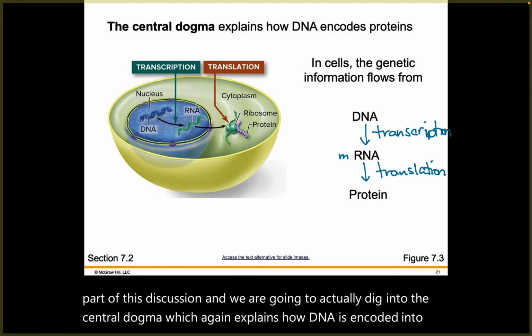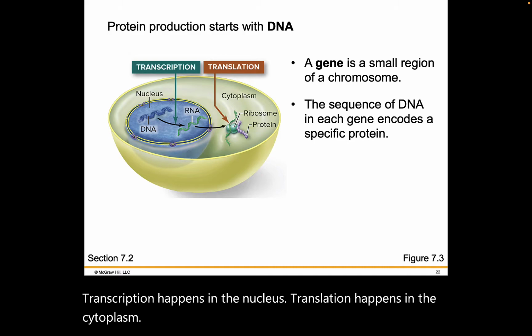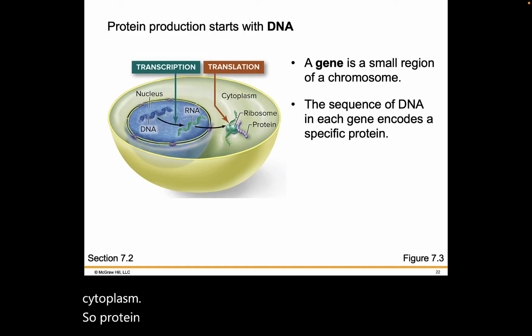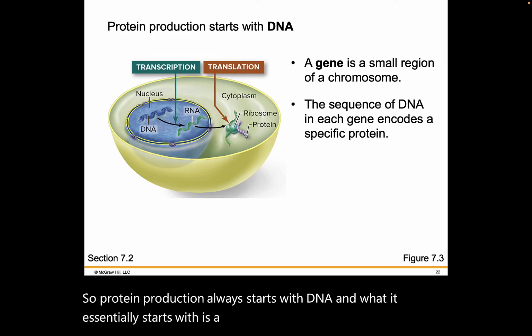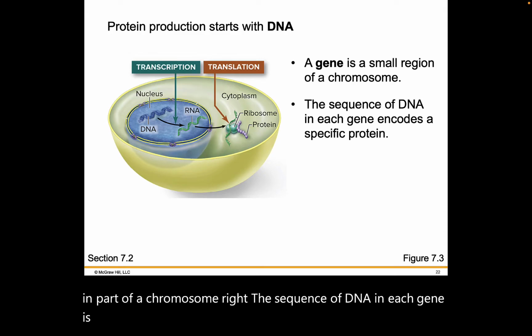Transcription happens in the nucleus. Translation happens in the cytoplasm. So protein production always starts with DNA, and what it essentially starts with is a gene. That is a small region of DNA that's in part of a chromosome, right? The sequence of DNA in each gene is what's going to encode the specific protein that we make.